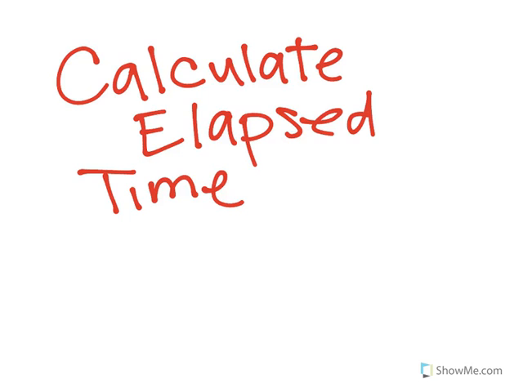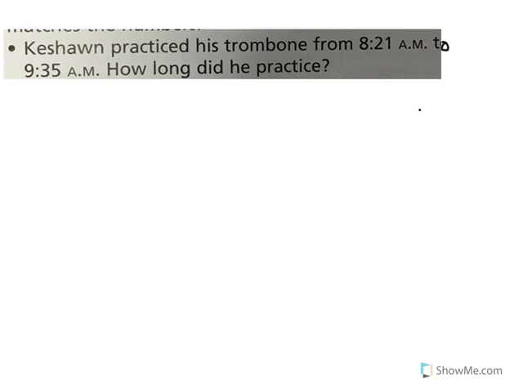We're going to talk about calculating elapsed time, and that just really means time that has gone by. So here's a real-life situation that we can use to think about elapsed time. Keyshaw practices trombone from 8:21 a.m. to 9:35 a.m. How long did he practice? So, which time do you start the subtraction from? We're actually going to start with the later time.